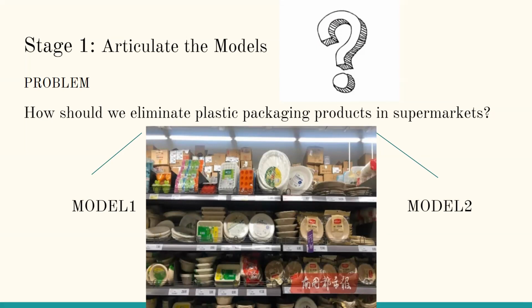The first model is for the government to fundamentally control the production of plastic products and issue clear regulations to control the use of plastic packaging products in supermarkets. The second is that supermarkets should allow the production of plastic products, because if the production of plastic is completely banned, it will cause a lot of trouble to people's lives.